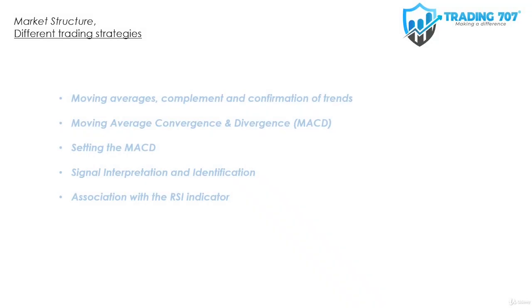Now we will see together a new indicator. Its name is moving average convergence and divergence. Firstly, we will see its definition and how it's composed. We will see how to set up this indicator. Then we will see the interpretation of the signals generated by the MACD and how to identify these signals. Finally, we will associate this indicator with a new one, which is the relative strength index indicator.